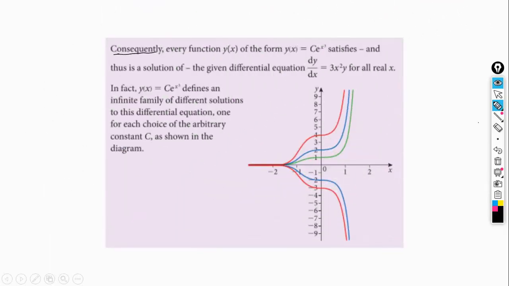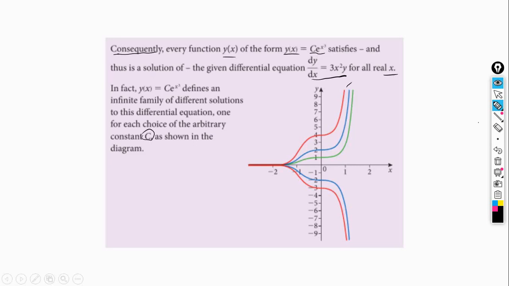Consequently, every function y of x of the form y of x equals c times e to the power of x cubed satisfies, and thus is a solution of, the given differential equation: the derivative of y is equal to 3x squared times y for all real x. In fact, y equals c times e to the power of x cubed defines an infinite family of different solutions to this differential equation, one for each choice of the arbitrary constant c, as shown in the diagram.